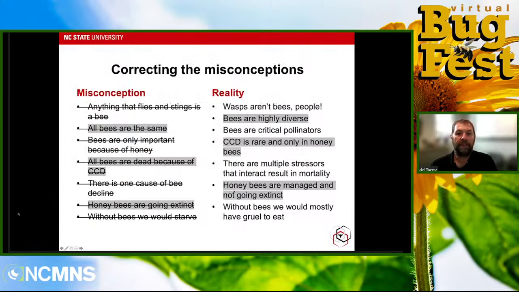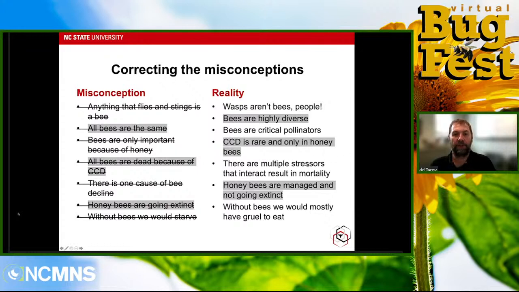So again, there are a lot of misconceptions out there, starting with the idea that anything that flies and might sting you is a bee. That's not entirely correct. Not all bees are the same. In fact, they're very different from each other. So understanding the differences is really critical. All bees are important pollinators, not just important for honey.